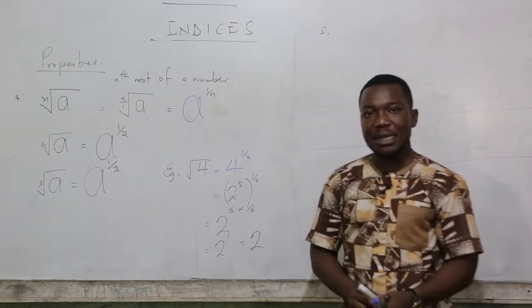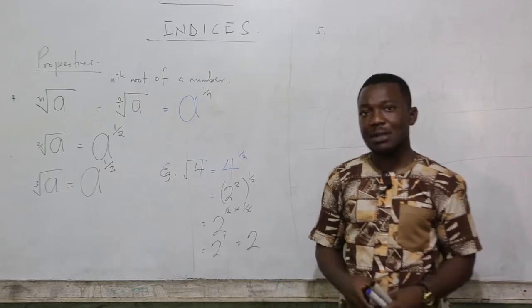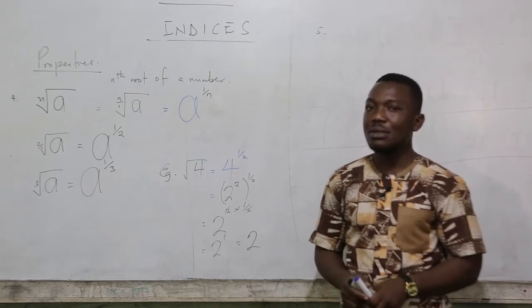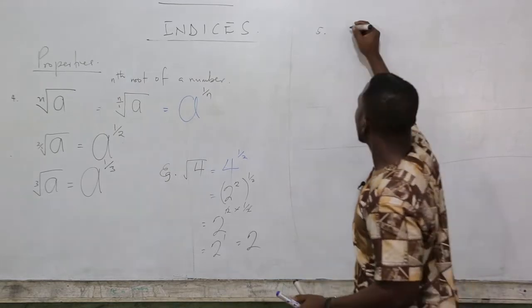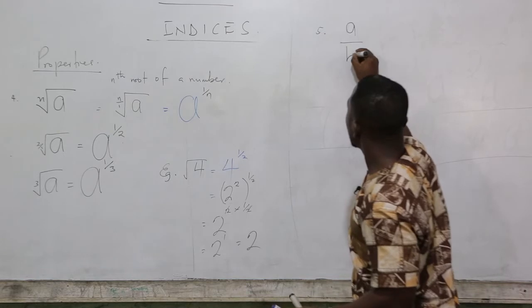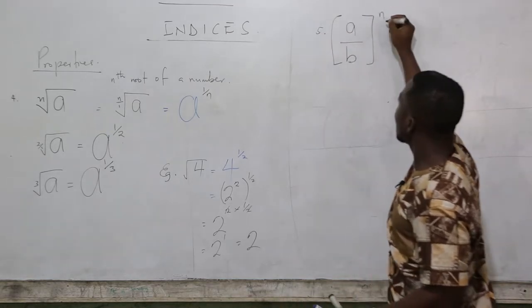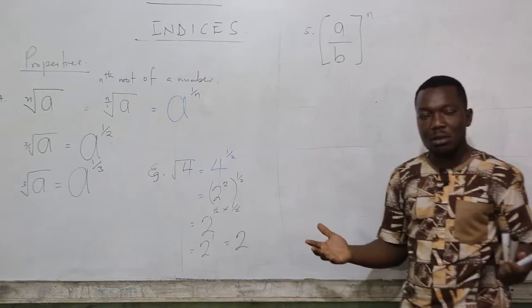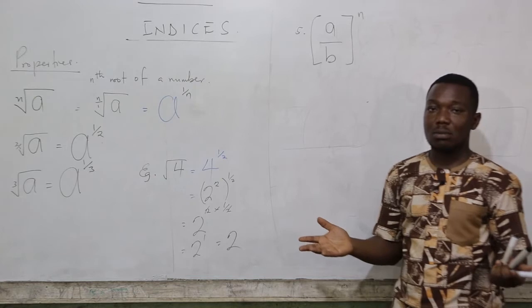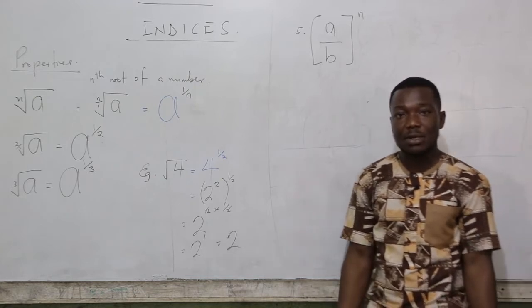The next property is, what if the base is a fraction? Have you thought about it? Now let's look at what if the base is a fraction. A out of B, or A on B, all raised to the power n. Remember, we are still sticking to the laws.